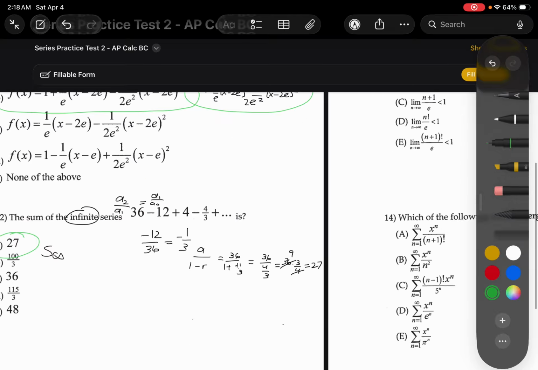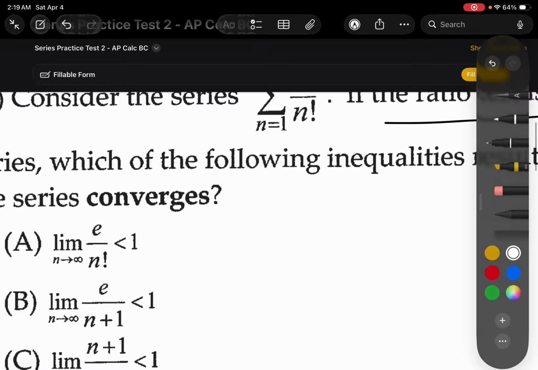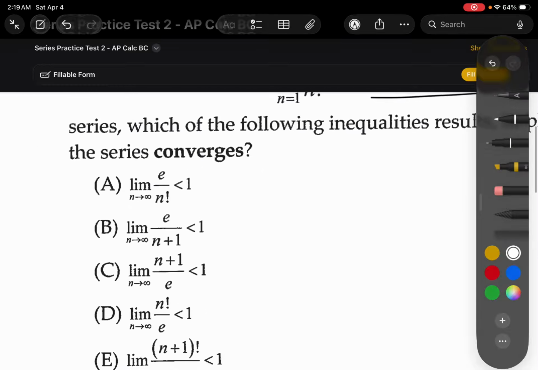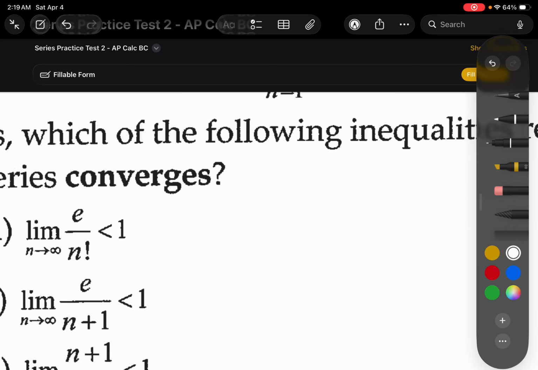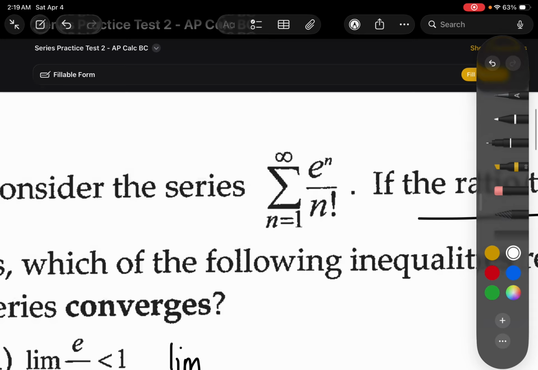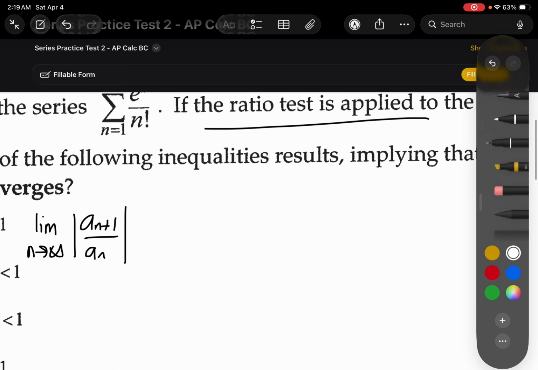Question number 13 is, consider this series right here. If the ratio test is applied, oh, that's a big help. Which of the following inequalities results implying that the series converges? So we're going to solve until we get one of these answers here. Remember that our ratio test, you guys need to remember this as well, is limit as n is approaching infinity of a n plus 1 over a n. So let's plug that in.